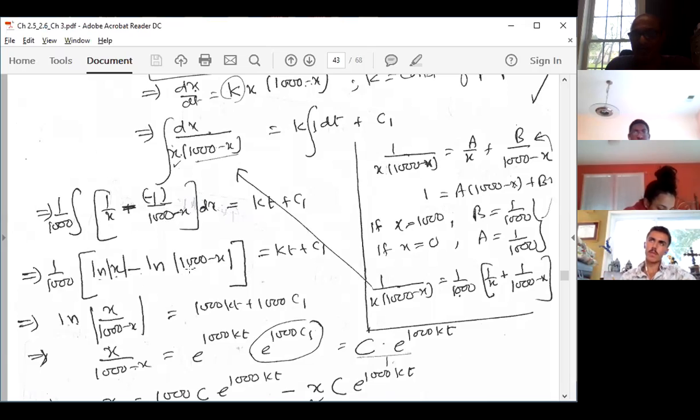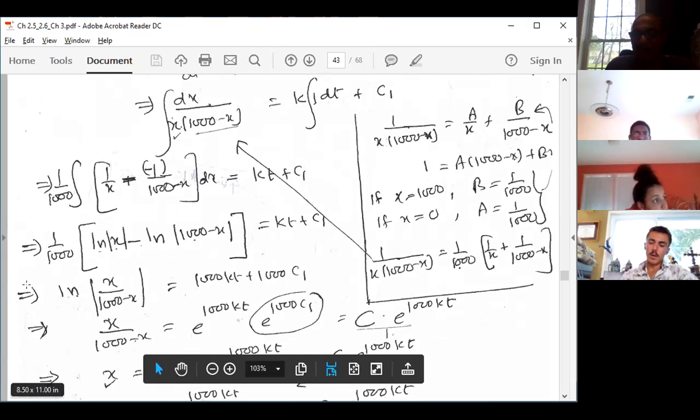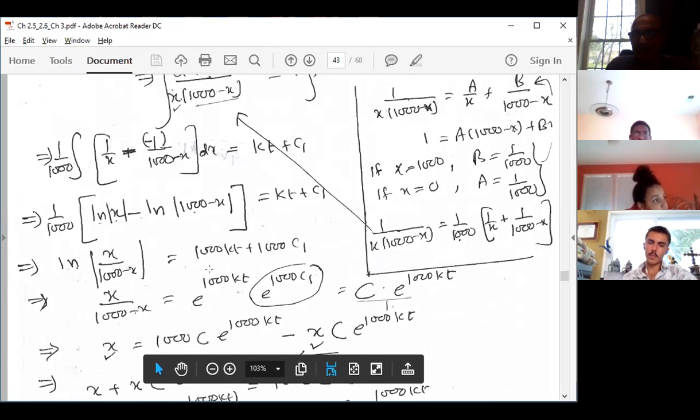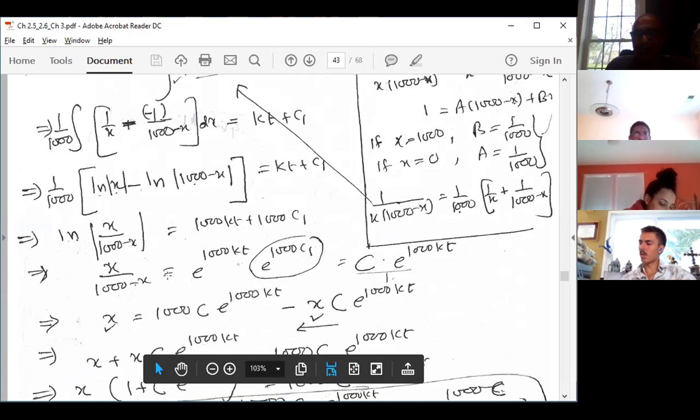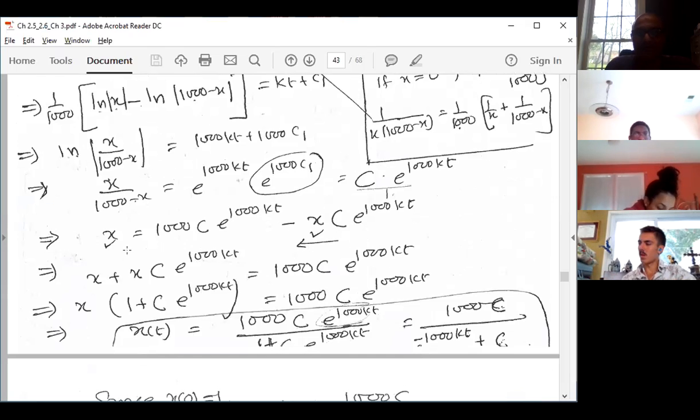ln property, x divided by 1000 minus x. Again, ln and exponential, they are the inverse function of each other. Send this ln other side as an exponential function. So e to the power this plus this. 1000 constant, C1 constant, e constant. I would like to consider this one as C. So C e to the power 1000 kt. x over 1000 minus x equal to C e to the power 1000 kt.